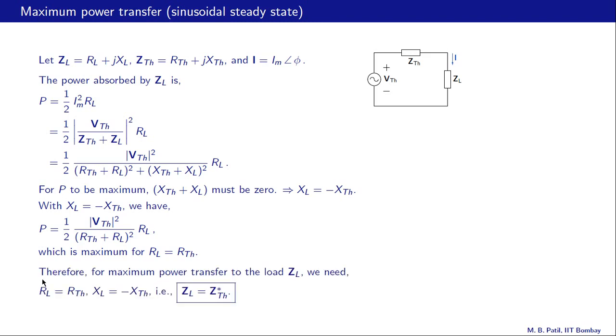To summarize, for maximum power transfer to the load ZL, we need RL equal to RTH and XL equal to minus XTH. That means our load impedance must be the complex conjugate of the Thevenin equivalent impedance, that is ZTH. So ZL must be equal to ZTH star.